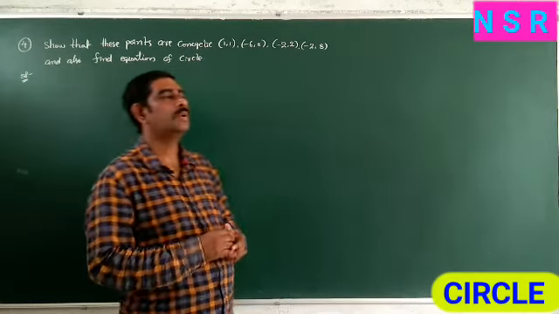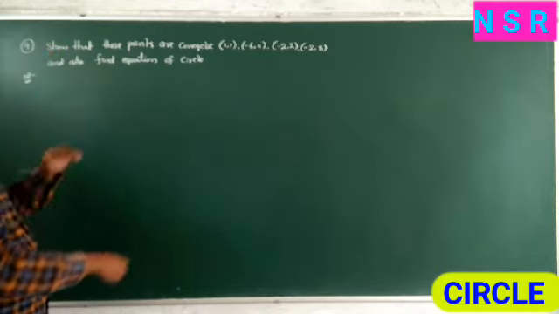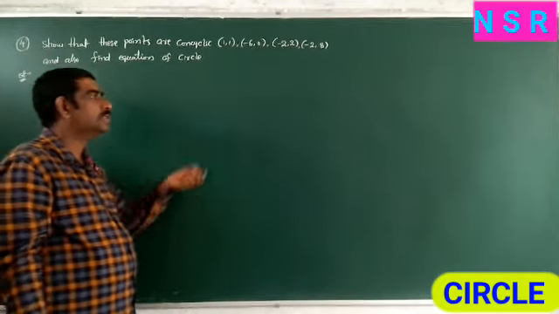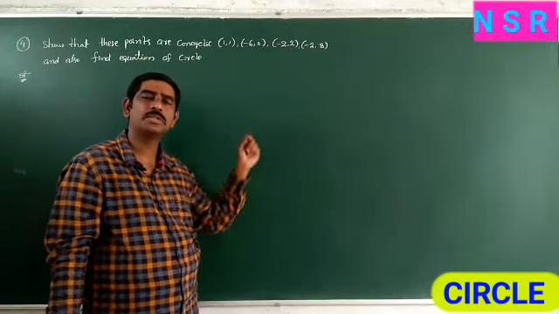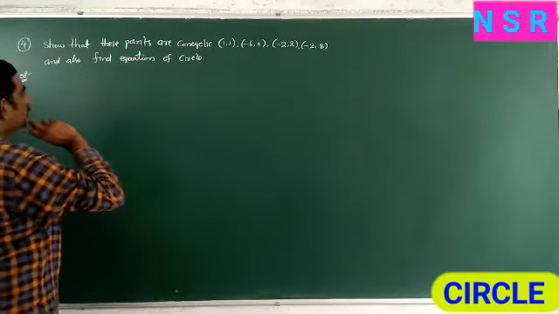So the next 7 marks question is: show that these points are concyclic points and also find the equation of the circle. Concyclic points means four or more points passing through the same circle; then those points are called concyclic points.